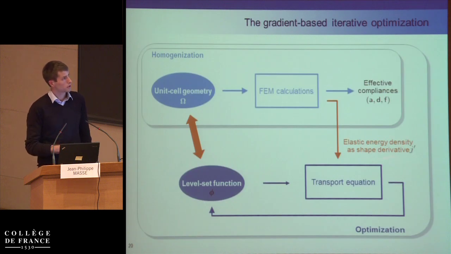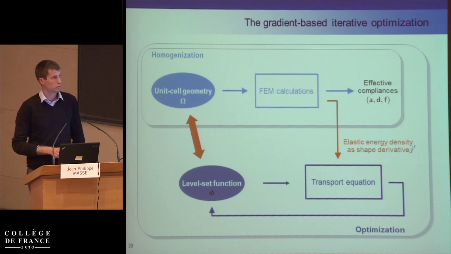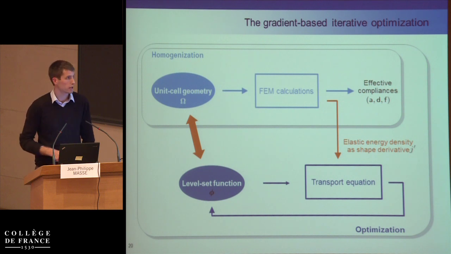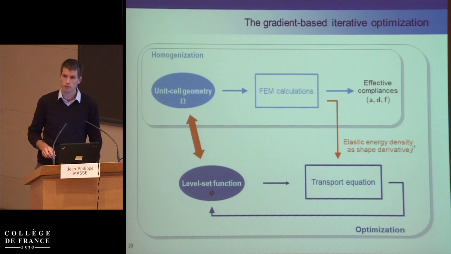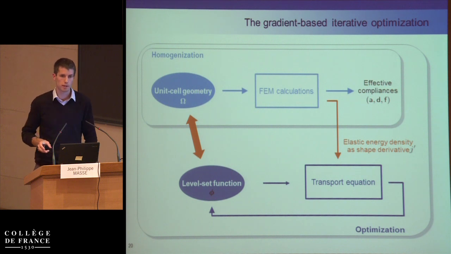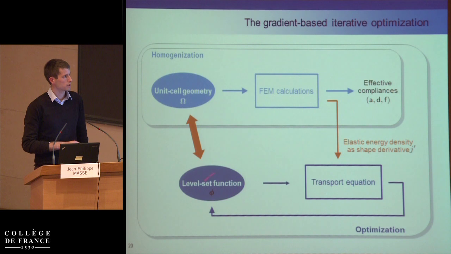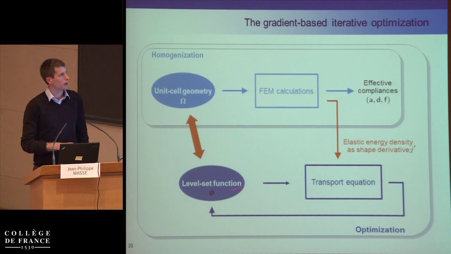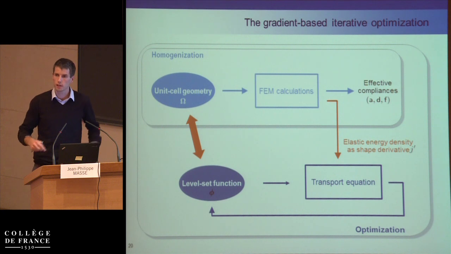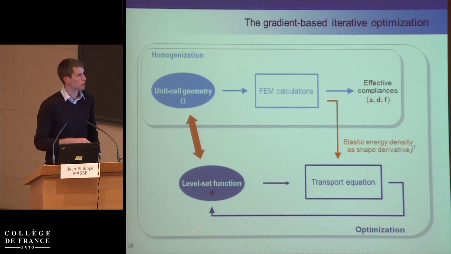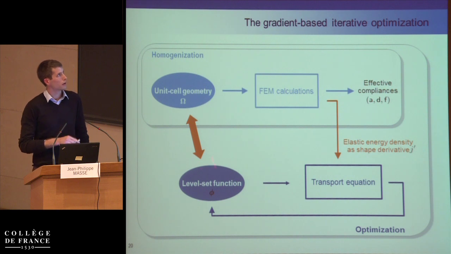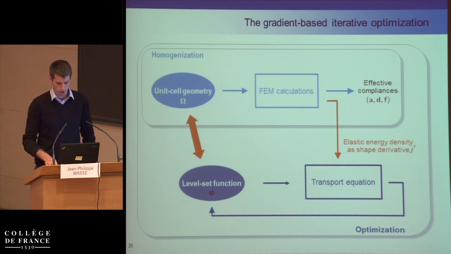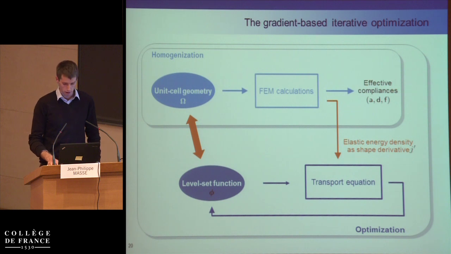So we use these results. That is, we use elastic energy density as a shape derivative directly from the FEM calculation. And here we use a level set definition of the geometry. That means that we mesh all the unit cell, and through a level set function we define where we put matter and where we are void. Then at each iteration we use the transport equation with this shape derivative in order to modify this level set function, and that means to change the geometry, and we calculate again the performance.